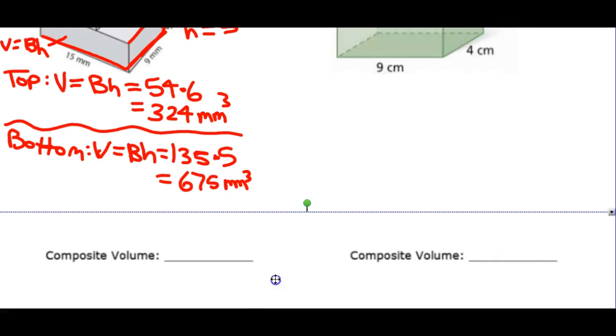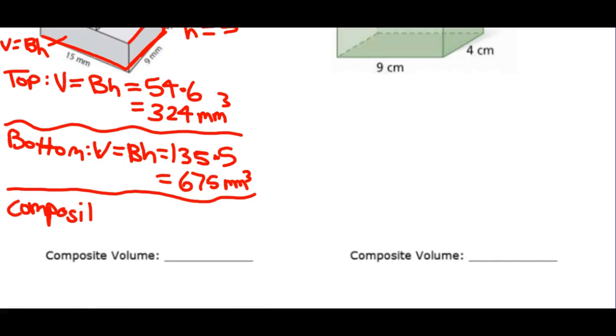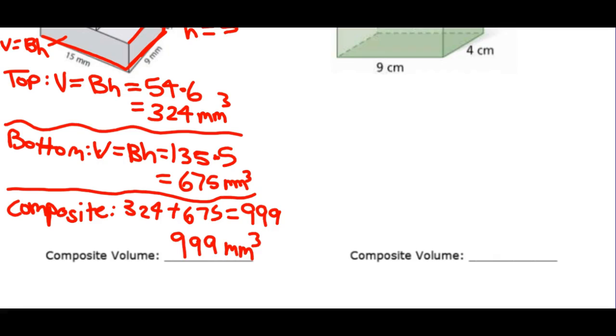Then what we got to do for composite is add those two values, the two volumes. 324 plus 675 gives us 999 millimeters cubed. Okay? So again, volume of the top plus volume of the bottom, that's the composite. Make sure your units are cubed.